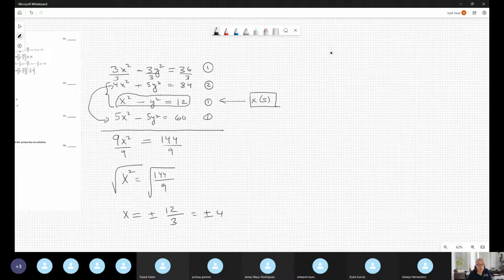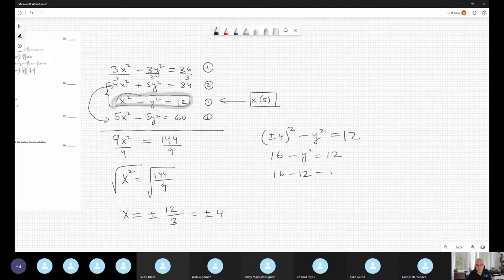Now, as in any system, I come back to the easier equation, equation number 1 after the simplification. I plug in x equal plus or minus 4. I can do it in both, because when you square it becomes positive. So this is 16, positive 16, it doesn't matter if it's positive or negative. 16 minus y squared equal 12. Therefore, 16 minus 12 is equal y squared. This is 4 equal y squared. Apply square root both sides. So y is plus or minus 2.